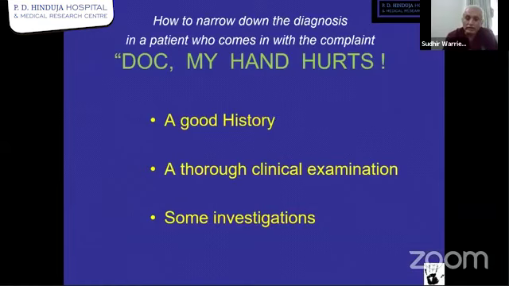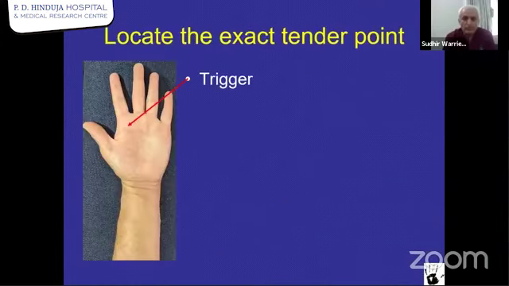So starting with such a generalized idea with so many other joints and bones and tendons involved, what is important is to take a proper history, do a good thorough clinical examination and some investigations to try and find out what the problem is. So when you look at the patient, the first thing that you should do is to try and locate the exact point of the tenderness.